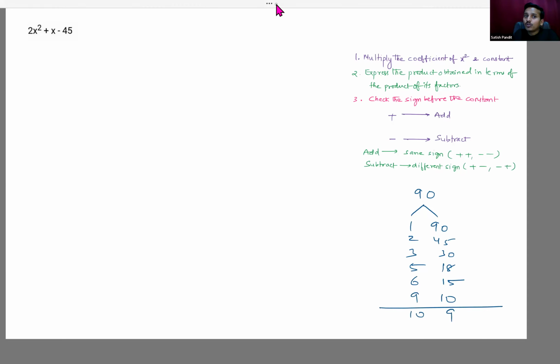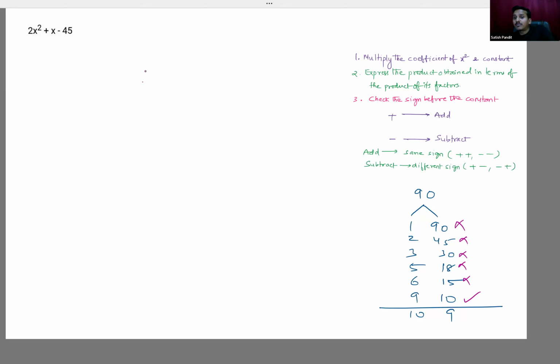Next, we look at the sign before the constant. It is minus, so we have to subtract to get +1. If you subtract this, you will not get 1. Not this, not this, not this. This is the only pair. If you subtract only these two, you'll get 1, right? If you subtract these two, you'll get 9. Yes or no? If you subtract these two, you'll get 13. But we need only 1 after subtraction.